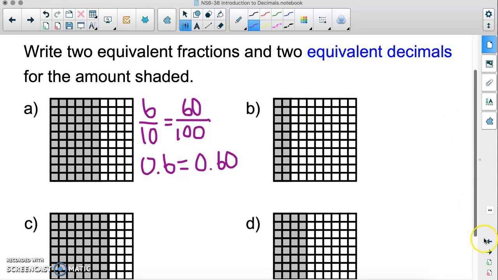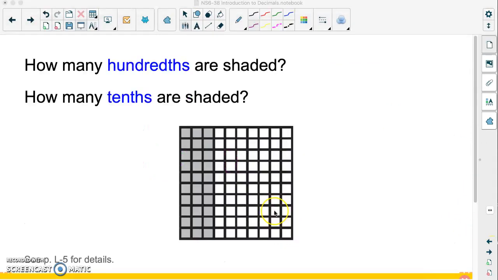So if we look here at this picture, and I ask you, how many hundredths are shaded?